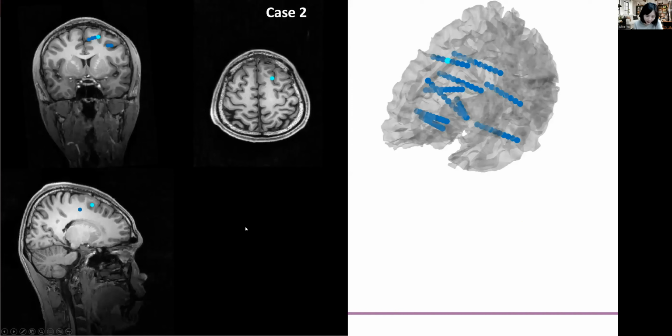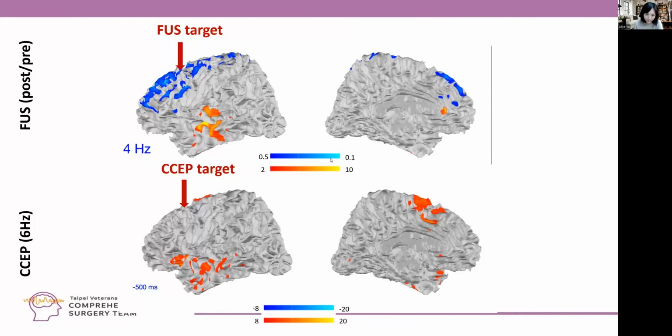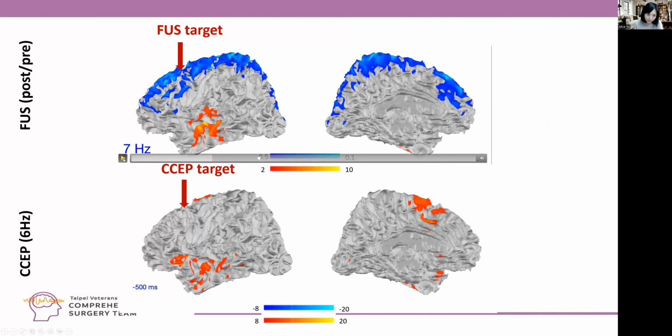The result for case 2, which is a frontal lobe epilepsy: the light blue spot is where we defined the seizure onset zone. We stimulate here by focused ultrasound and electric stimulation. This is where we stimulate. For the focused ultrasound, around 6 Hertz, we stimulate here and we got an activation over the left temporal regions.